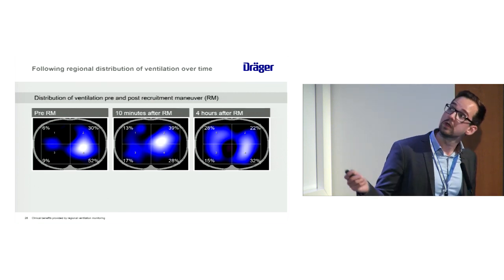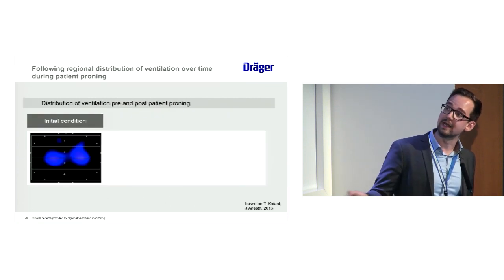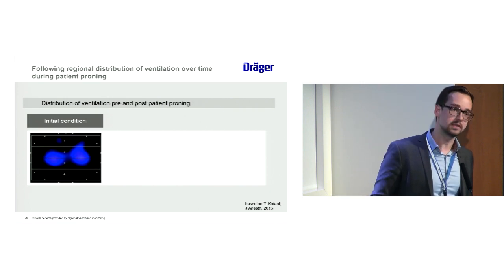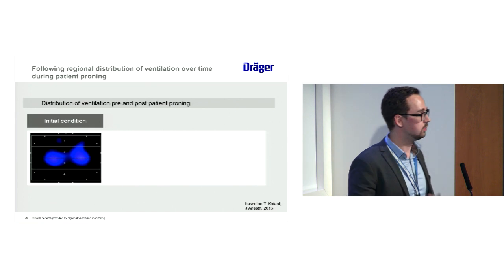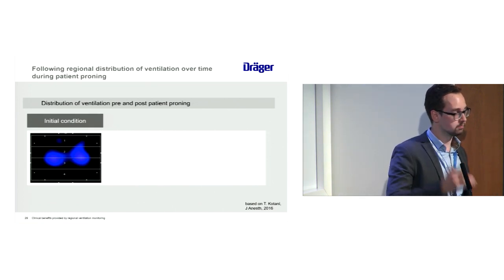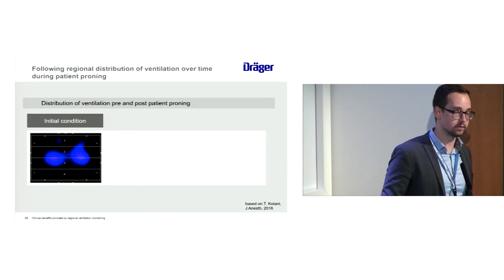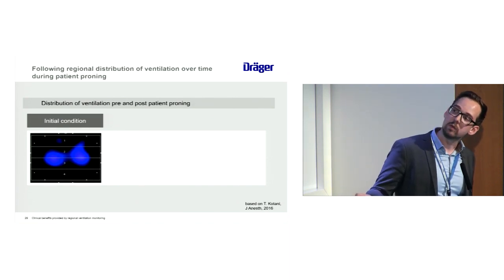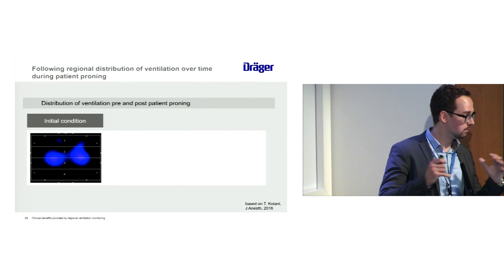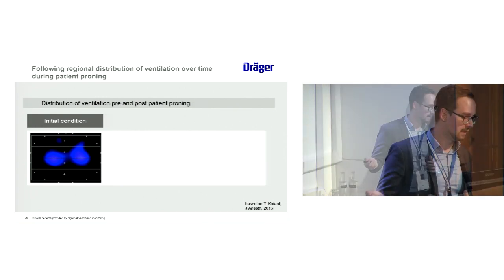The same goes also for patient proning. This is a case that has been published by Kotani in Japan, where he used EIT information to guide patient proning, to see if there was any improvement or if he should go back to the supine position. And in this case, this is where we start. Very little ventilation in the ventral and in the dorsal part. It's really mainly just in the central parts of the lung.